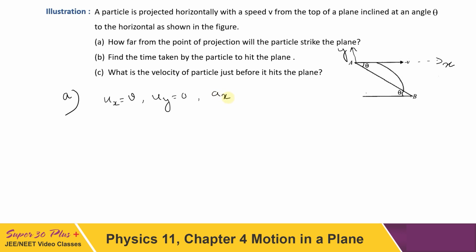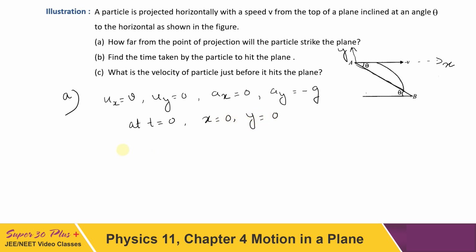Similarly, since x-axis here is horizontal direction, ax has to be 0 because the only acceleration is acceleration due to gravity, which is in vertical direction. Ax is 0 and ay is minus g. As the origin I have taken at A, so at t equal to 0, we can write x coordinate being 0 and y coordinate also being 0.